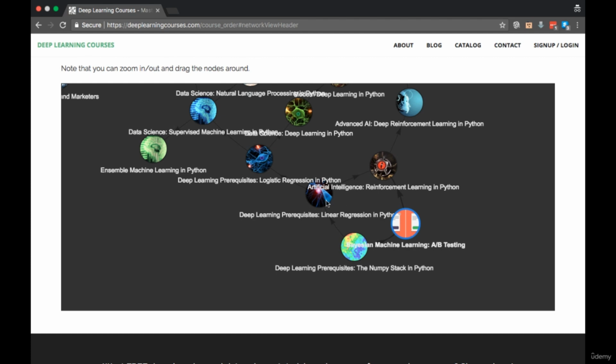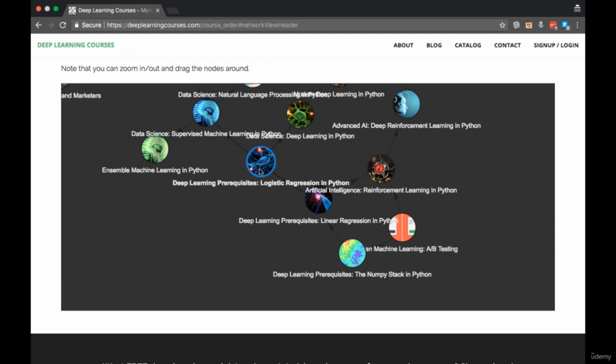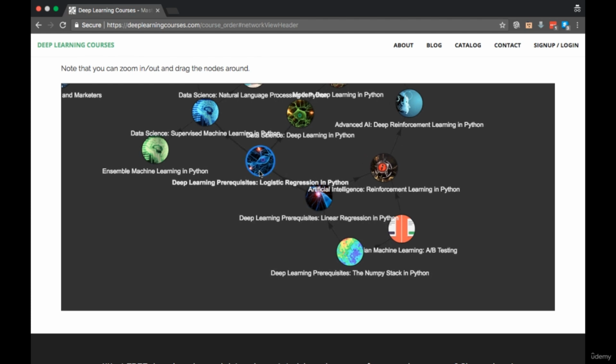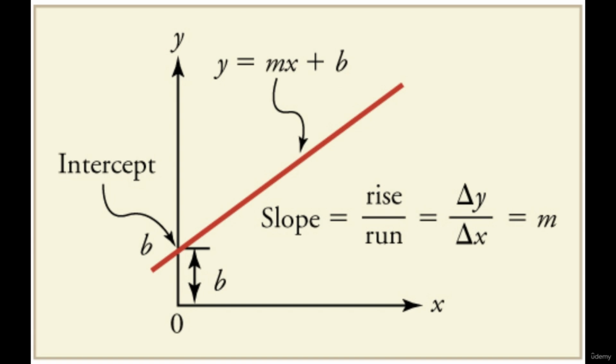Now, after linear regression, we have logistic regression. So why do we go from linear regression to logistic regression? Well, the basic idea is both of these are linear models. In other words, the model is of the form y equals mx plus b, which is a line.